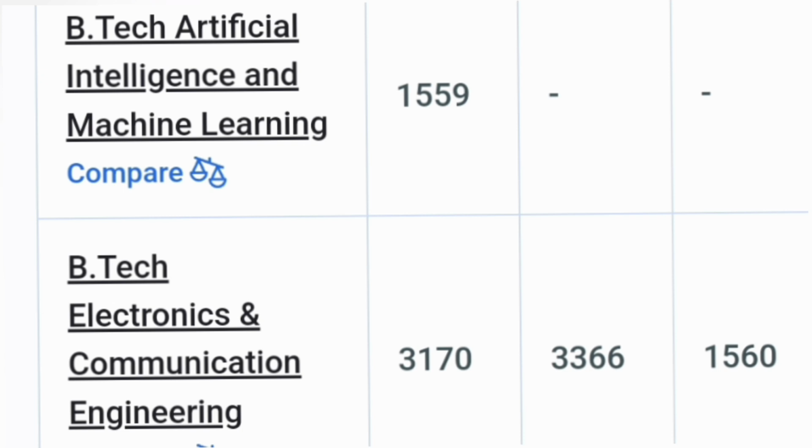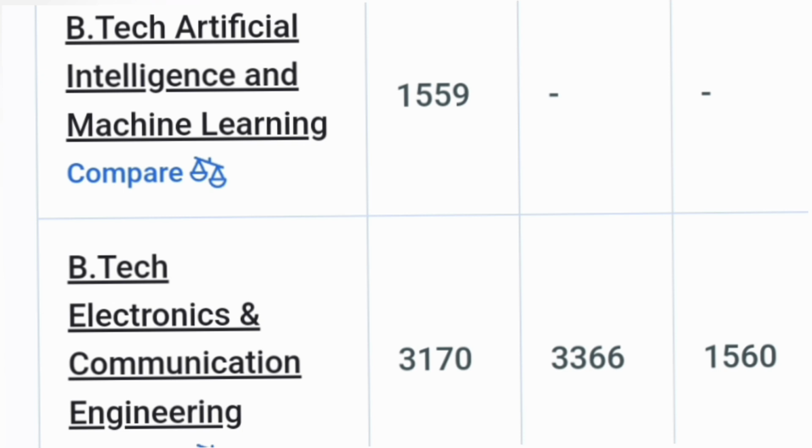Now moving to the next branch, which is BTech in Artificial Intelligence and Machine Learning, AIML. This branch was not there in 2021 and 22, but in 2023 the cutoff was around 1500 ranks. Next branch is Electronics and Communication Engineering, ECE. Again here you are seeing a good trend. The cutoff has moved from 1500 ranks to approximately 3000 plus ranks.